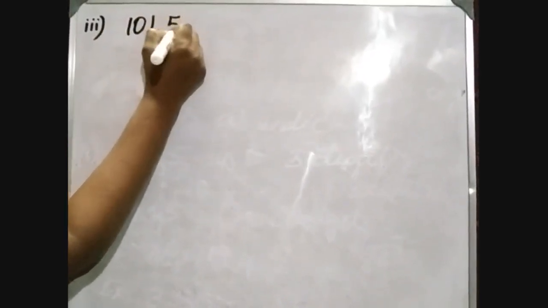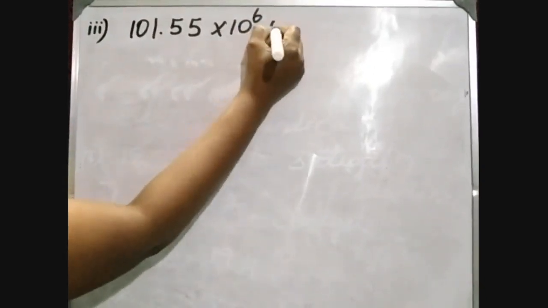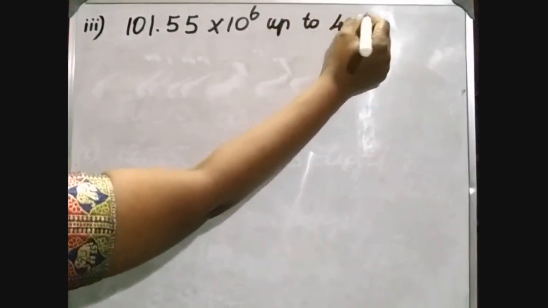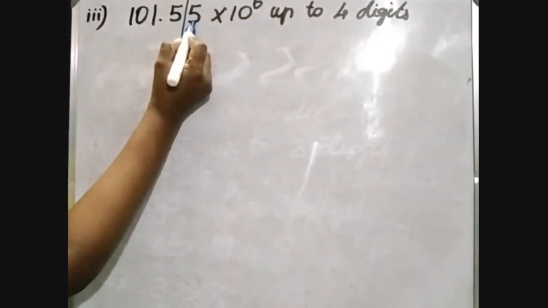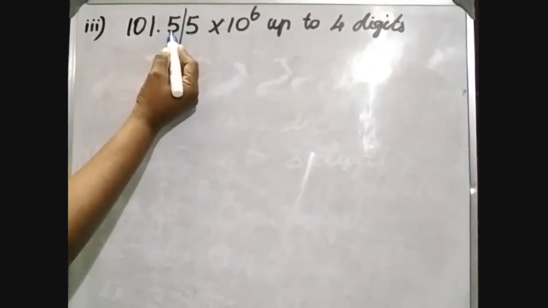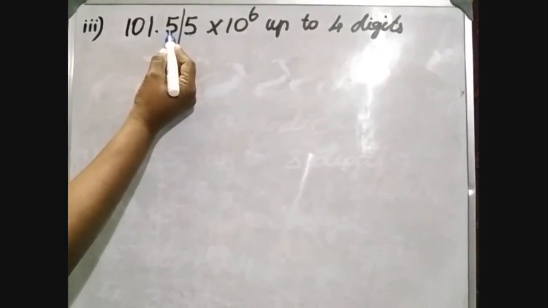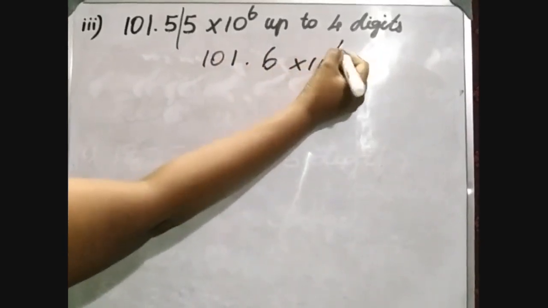Third one, 101.55 into 10 power 6 up to 4 digits. Here we need 4 digits. So the digit to be dropped is 5. Look at the previous digit, whether it is odd or even. This one is an odd number. So this will be raised by 1. The answer is 101.6 into 10 power 6.